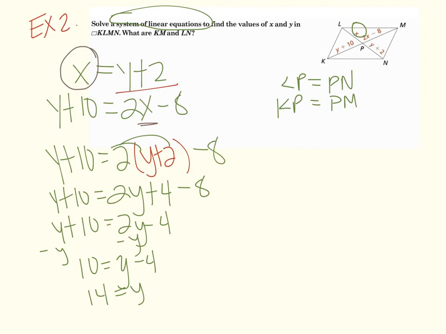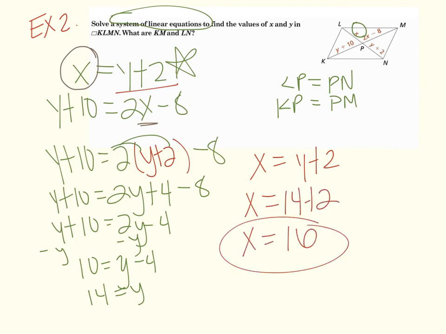Then we have to figure out what x is, but we already know what y is, so we can just plug it in, and I would suggest plugging it into this equation. X is equal to y plus 2, y was 14, so x is equal to 14 plus 2, which means that x is equal to 16.